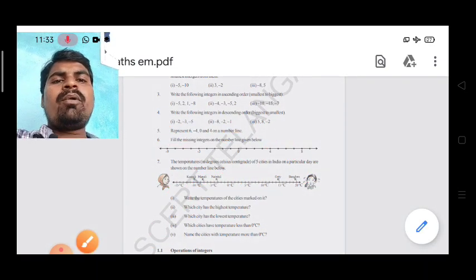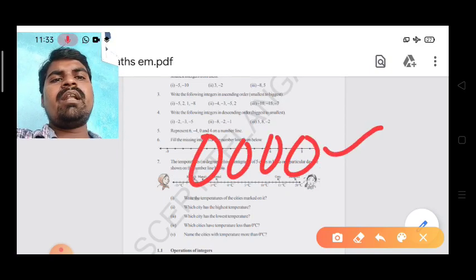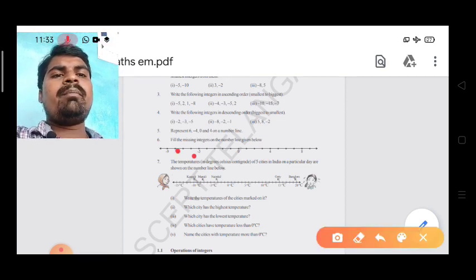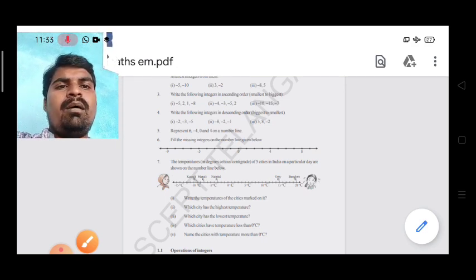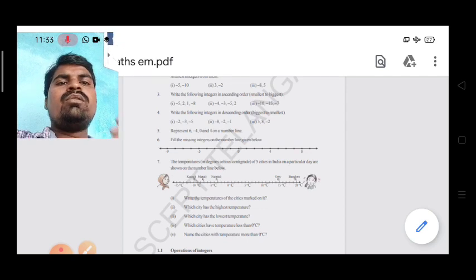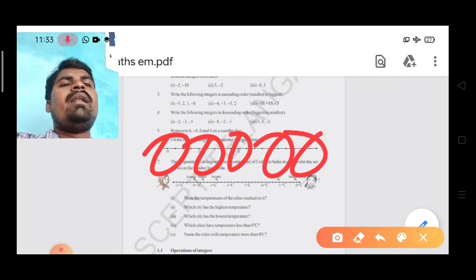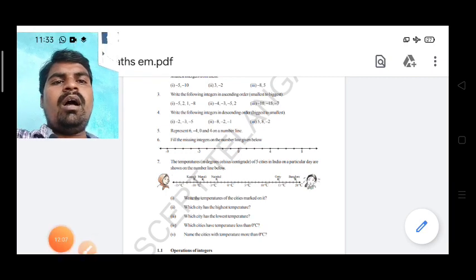Sixth problem: once you observe, the number line is already given and some numbers are also given on it. The question is, fill in the missing integers on the number line given below. Here you observe some dots between them. You should write the integers, which numbers are missing. Write the numbers directly on the number line and draw the number line in the fair note. After that, write the given numbers with a pen, and write the answers with another ink. Okay now, next the seventh problem is very important.